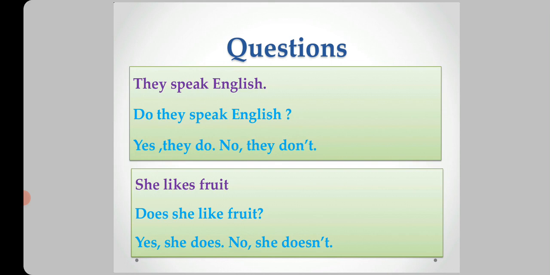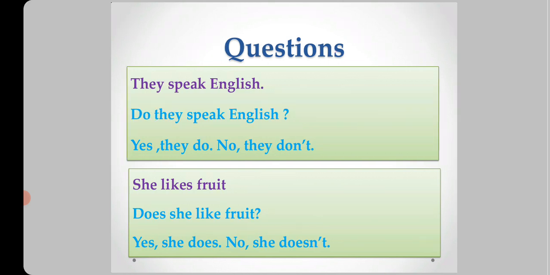So we can put does at the beginning of the sentence, plus subject, she, plus main verb without s or es or ies, and complete the question mark. Yes, she does, or no, she doesn't.